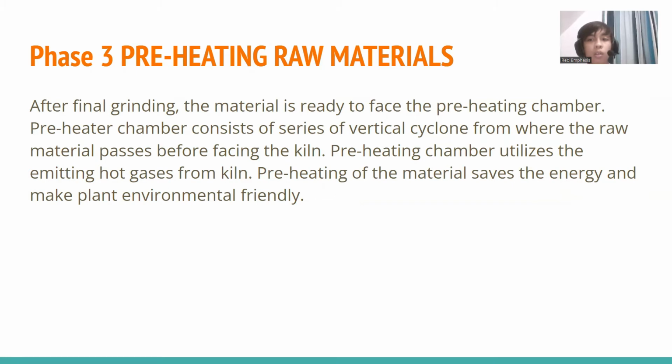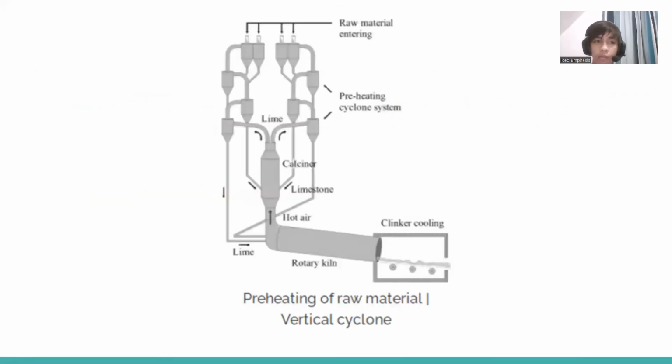The preheating chamber utilizes the emitting hot gases from the kiln. Preheating of the material saves energy and makes the plant environmentally friendly. And we will see what the preheating raw materials process looks like.